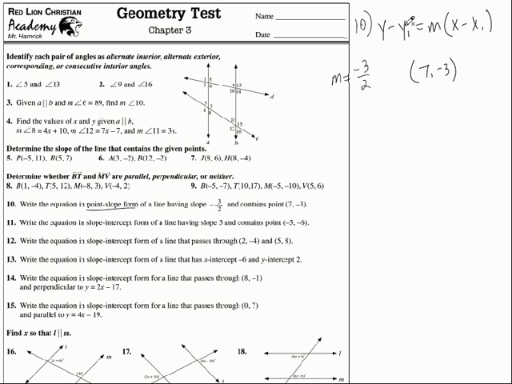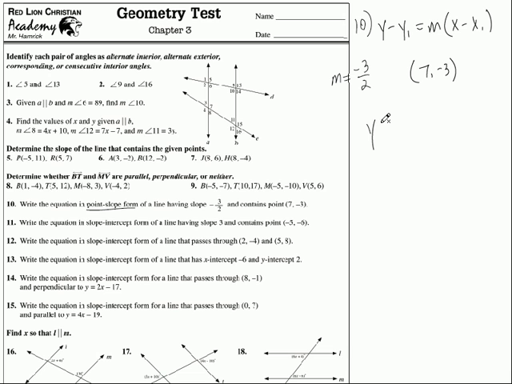So it says y minus y1. The y1 is where a number is going to go. The x1 is where a number is going to go, and the m is where a number is going to go. The x and the y just stay x and y. So it's going to be y minus what? Negative 3. Y minus negative 3.